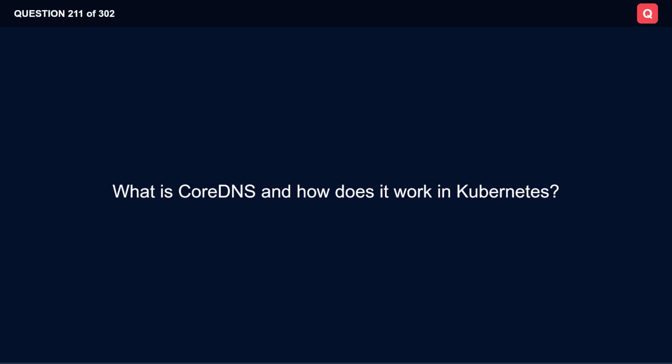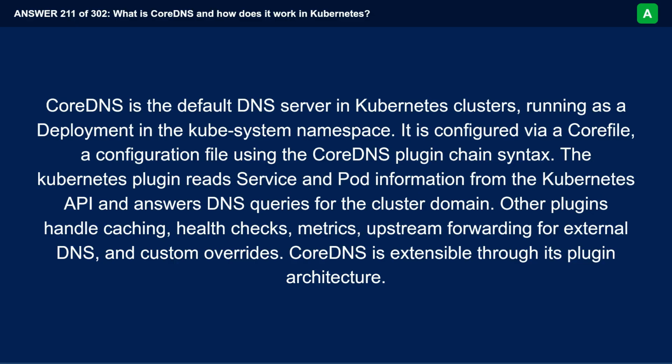What is CoreDNS, and how does it work in Kubernetes? CoreDNS is the default DNS server in Kubernetes clusters, running as a deployment in the kube-system namespace. It is configured via a Corefile, a configuration file using the CoreDNS plugin chain syntax. The Kubernetes plugin reads service and pod information from the Kubernetes API and answers DNS queries for the cluster domain. Other plugins handle caching, health checks, metrics, upstream forwarding for external DNS, and custom overrides. CoreDNS is extensible through its plugin architecture.